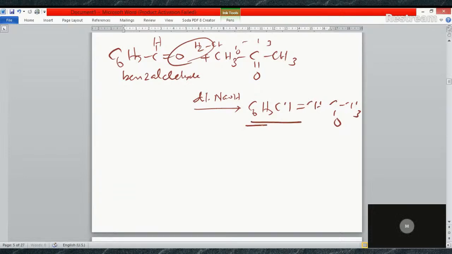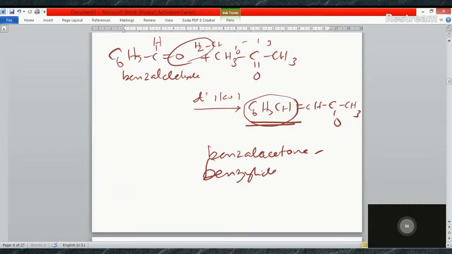The highlighted, underlined group is called the benzoyl group. Now the benzoyl is getting attached with acetone, and hence the compound's name is benzoyl acetone. It is also called benzylidene acetone. Benzoyl acetone, also known as benzylidene acetone.